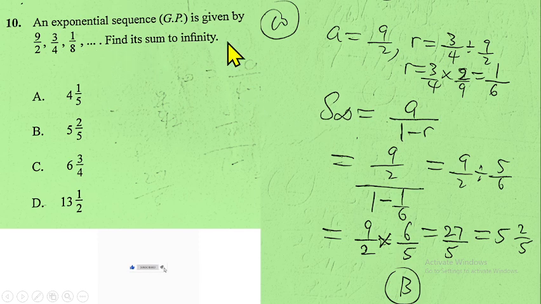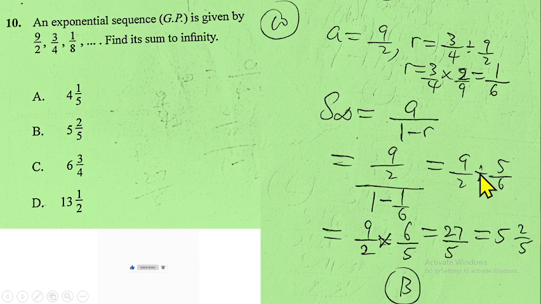So we have to sum it to infinity. Sum to infinity is equal to a over 1 minus r, where a is our first term and r is the constant ratio. So if you substitute that here, you have 9 over 2 for our a over 1 minus our r, which is 1 over 6. So from there, we can simplify further. We can find the LCM of this one, which is 6. And that should give us 6 minus 1 over 6. That gives us 5 over 6, which can be written as 9 over 2 divided by 5 over 6.